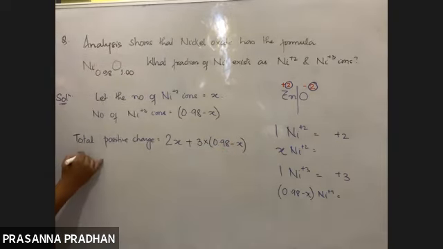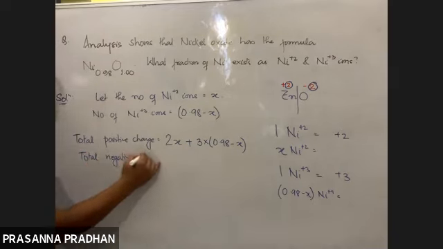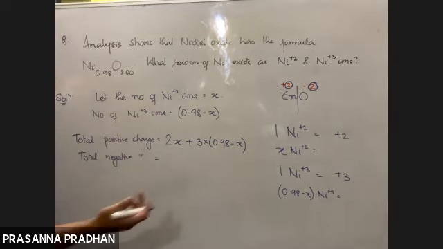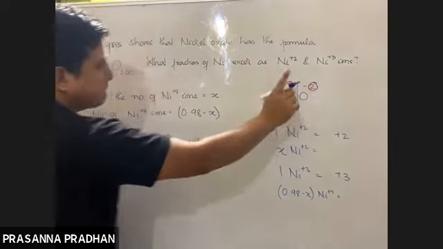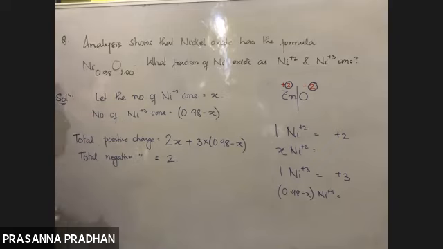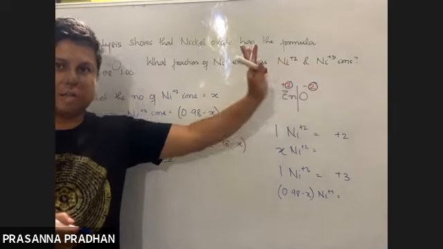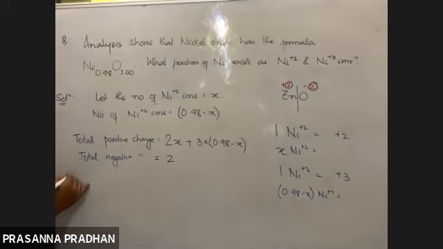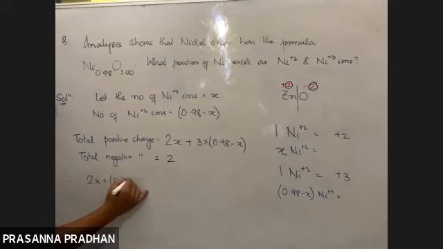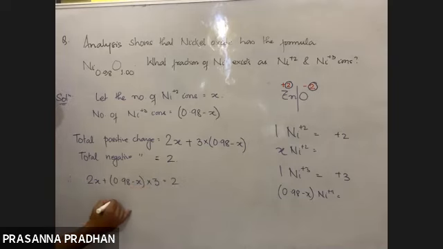Now, what is the total negative charge? What is the net charge of the oxide ion? You should know this. It is equal to 2. I am just writing the magnitude. The magnitude of this is 2, so this should also be 2. Now I can write the net positive charge: 2x plus 0.98 minus x into 3. This should be equal to 2. The net positive charge should be equal to the net negative charge. Therefore, what is the value of x?